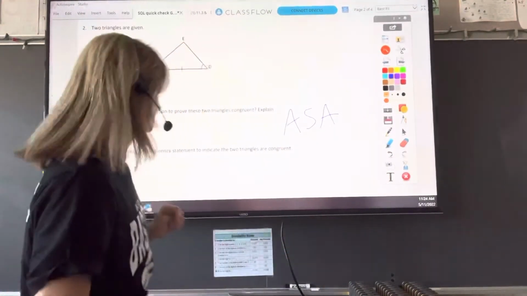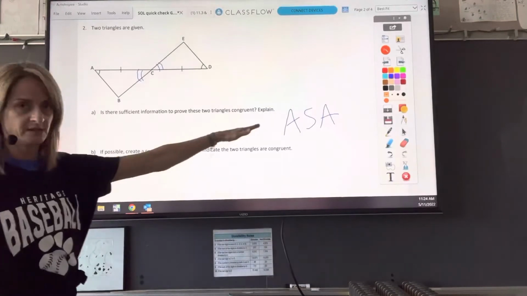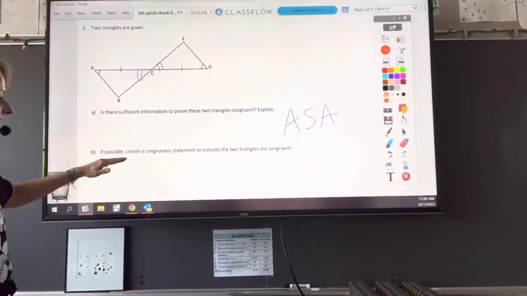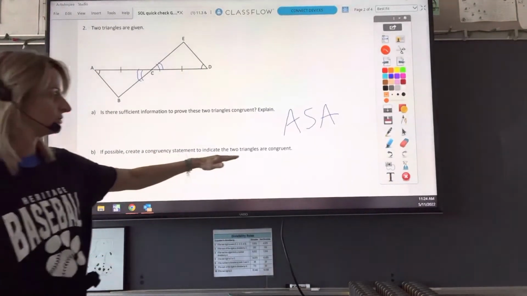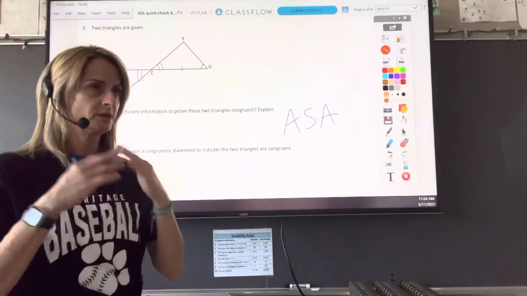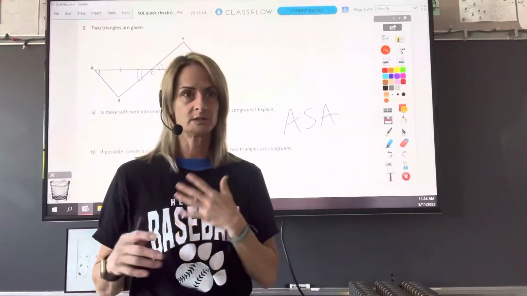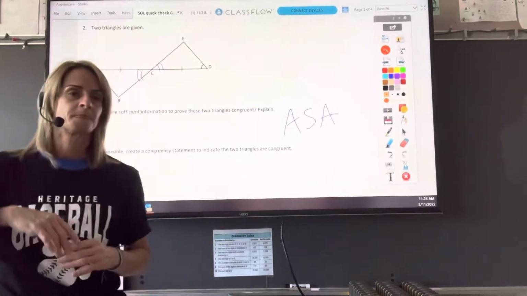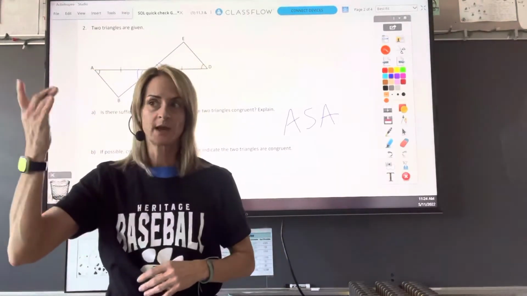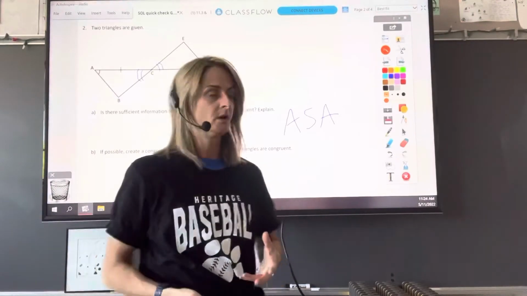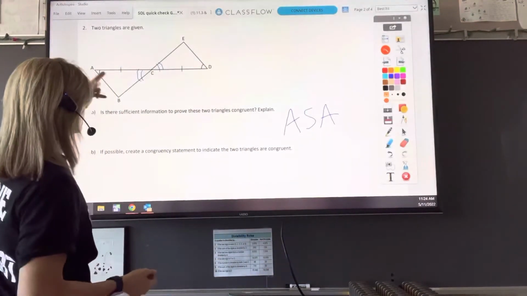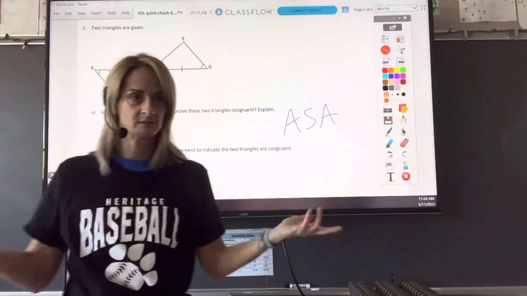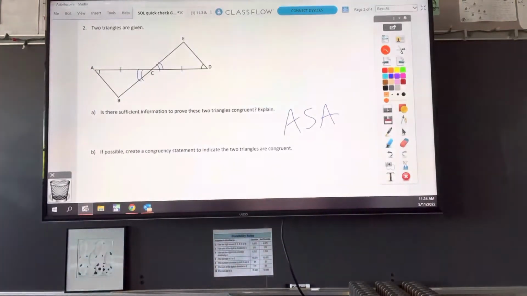Okay. So if possible, which it is, right, create a congruency statement to indicate the 2 triangles are congruent. People get really confused about this. Oh, it's a congruency statement. Those are big words. All that means is you're going to write this triangle is congruent to this triangle. So the first triangle I'm going to name triangle CBA just because I had to pick a way to name it. So I'm going to name it triangle CBA.